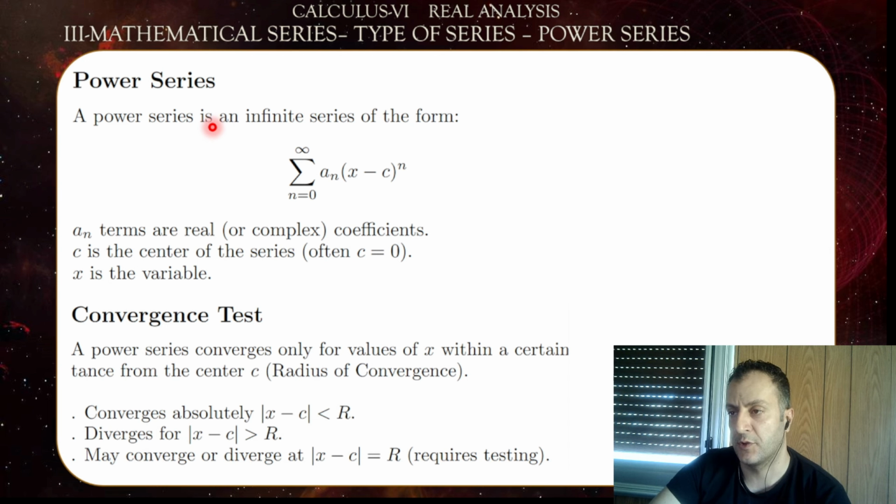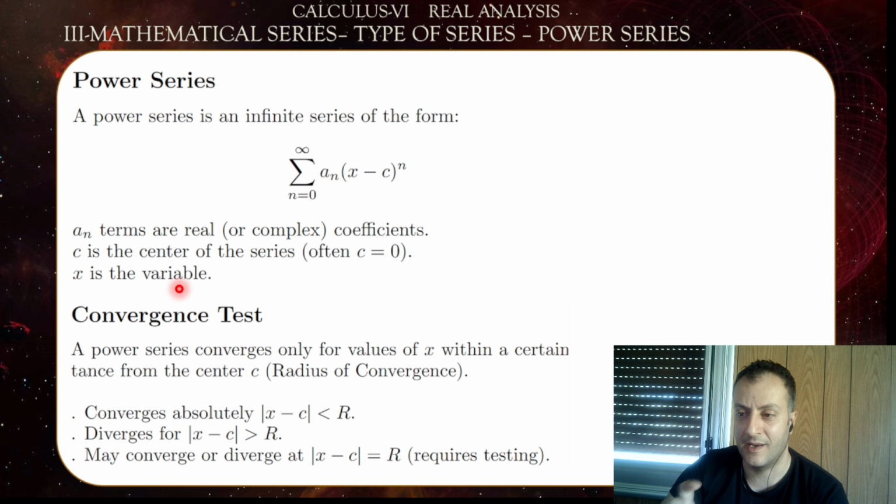Power series, another type of series. It is an infinite series of the form sigma from n equals 0 to infinity of an times x minus c to the power of n. The an are the terms, which are coefficients, either real or complex. c is the center of the series, so it's often 0. If c is 0, then you have sigma n equals 0 to infinity of an x to the power of n, and x is the variable.